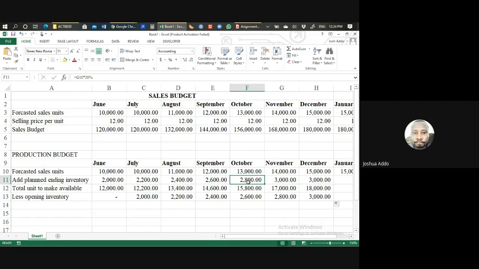Then we said less. So we come and do the calculation to know what we should actually go and produce. So it's equal to the total that we should have made available minus what we already have. Okay, so this is what we have to produce. So this is the production budget.